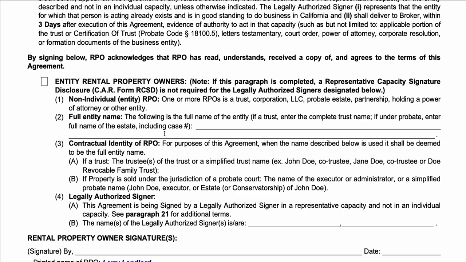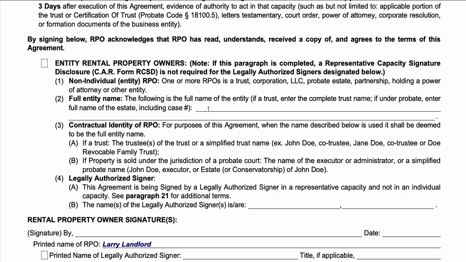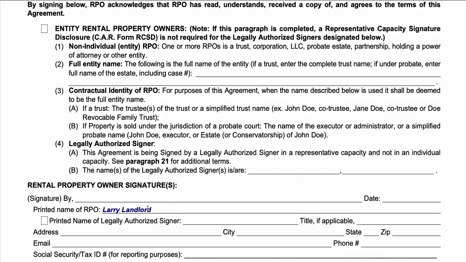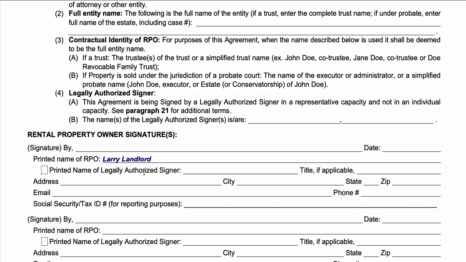Okay, we're coming toward this. Now, if it's an entity, let's say it's an LLC, you check this box, you write in the name of the entity, you write in the authorized signer as an individual, Jane Doe. Jane is whoever she's authorized to sign on the LLC, so you'd put her name here and then she'd sign. For everyone else, you just put it down here, rental property owner.